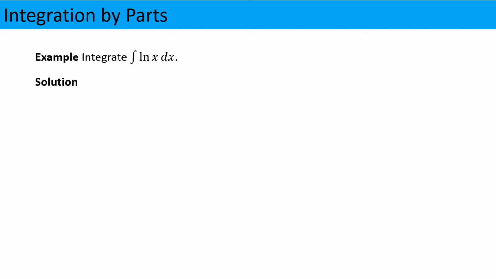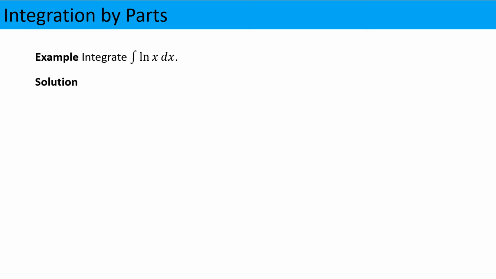Example, integrate ln of x dx. What we do know is that while we can integrate 1 over x to get ln of x, we don't have a direct integral for ln of x. Furthermore, there's no substitution here, so by default, we now need to do integration by parts.